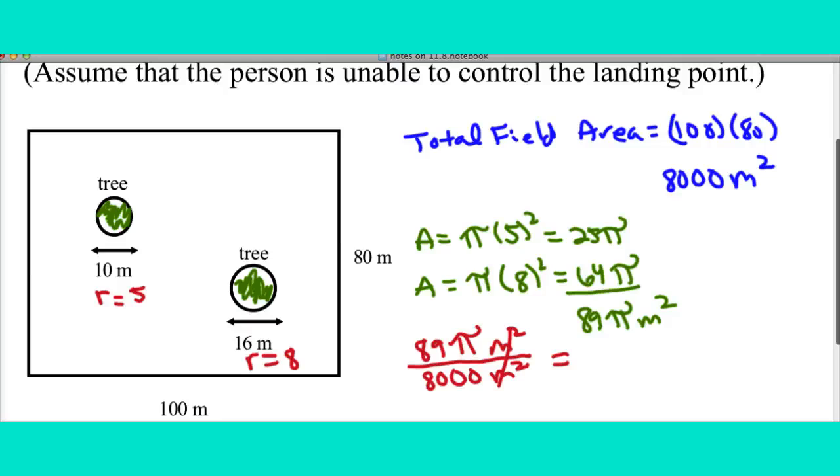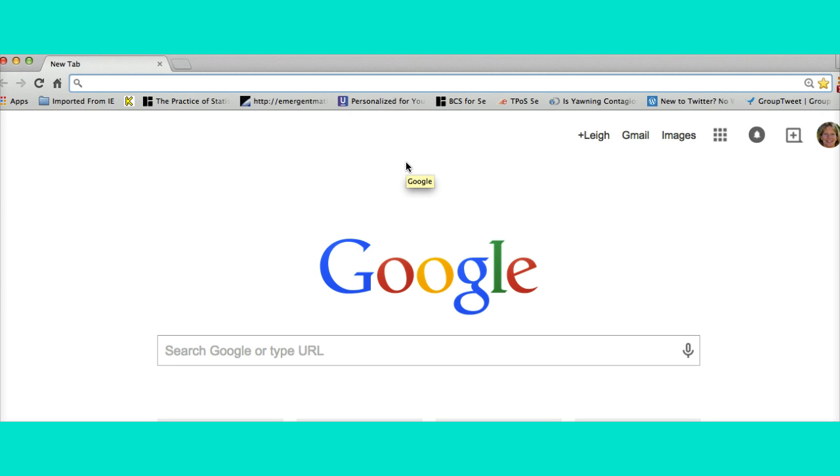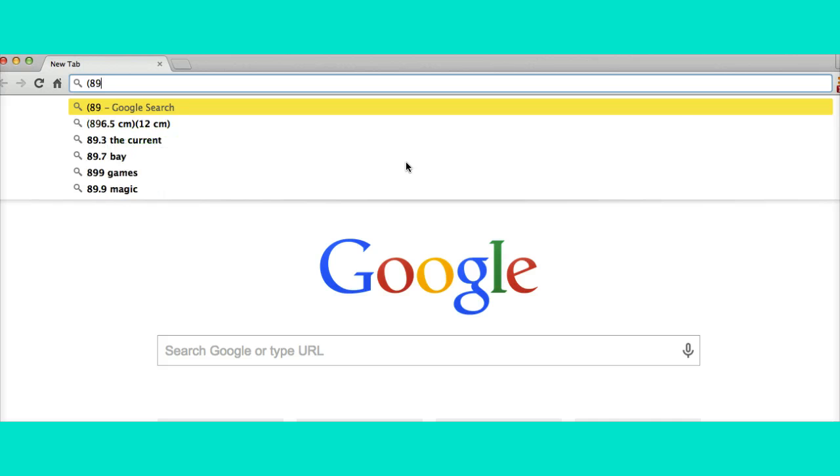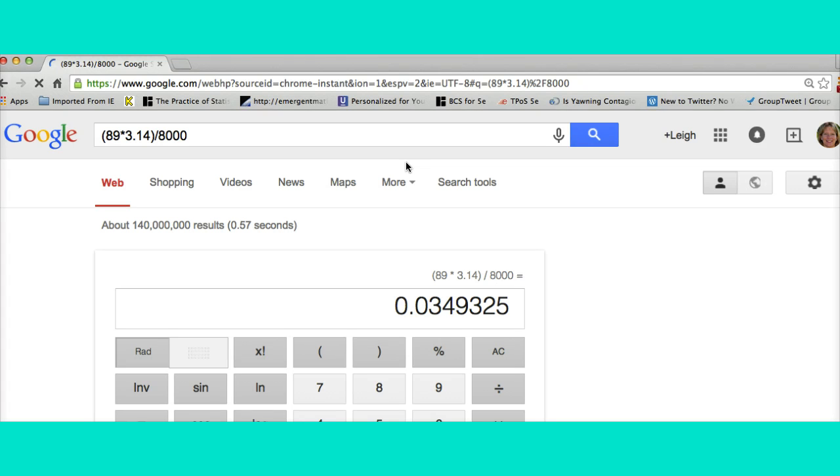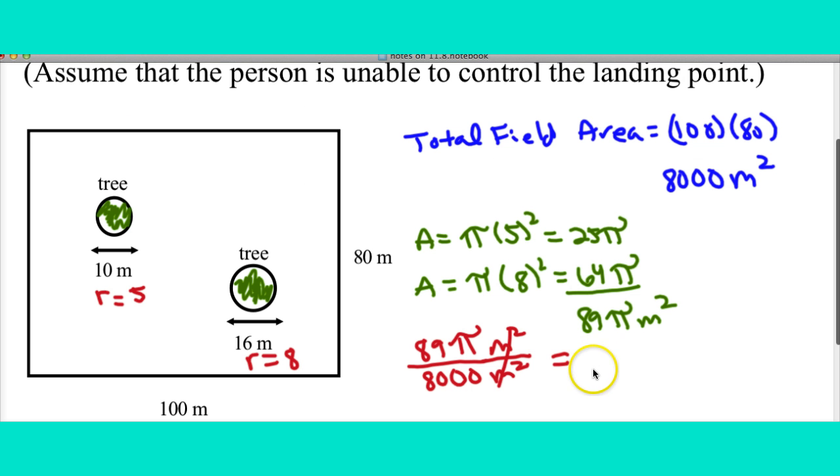Let's see. Let's do that. 89 times about 3.14 and divide it by 8,000. We have about 0.039 or about 3.5%. So it's definitely more likely that they will not hit the trees than they would hit the trees. We'll be working more with this idea in class tomorrow.